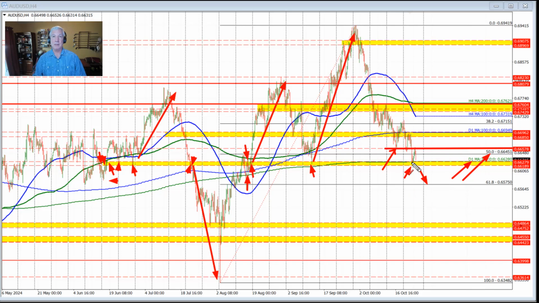Conversely, it would now take a move back above the 50% and back above this low price from last week to get traders more bold. And that could have the traders looking toward the 100-day moving average.